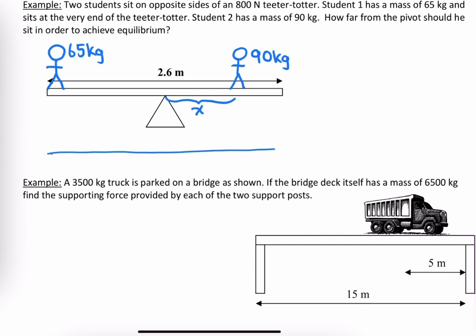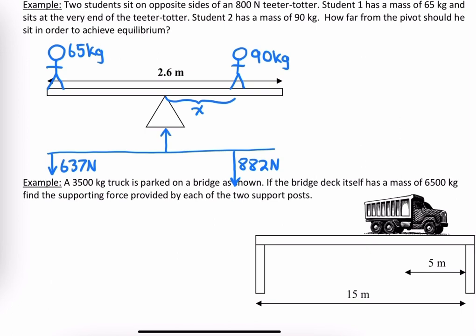It's got an FG over here, which is going to be 65 times 9.8, or 637 newtons. And it's got an FG over here, which is going to be 90 times 9.8, or 882 newtons. Then there's a supporting force from the fulcrum in the middle of the teeter-totter, pushing it up.